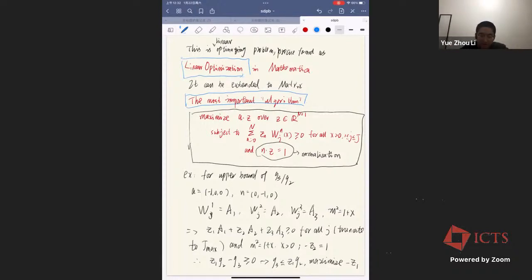just this algorithm, that we maximize a dot z over real numbers z, subject to a positivity condition, that is the sum over n from zero to some capital N of z_n times W_jn, which could be a function of x, is positive for all positive x and for small j larger than or equal to one but less or equal to capital J. And of course, an additional constraint is n dot z equals one. This is just a normalization.